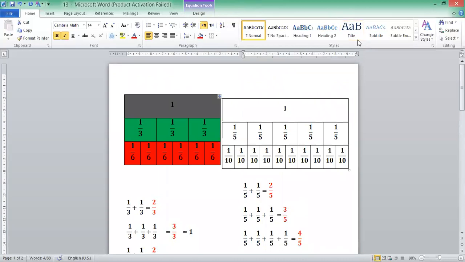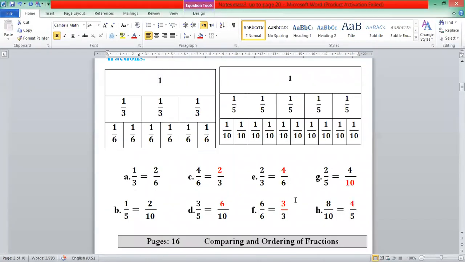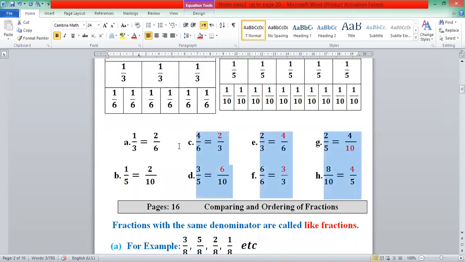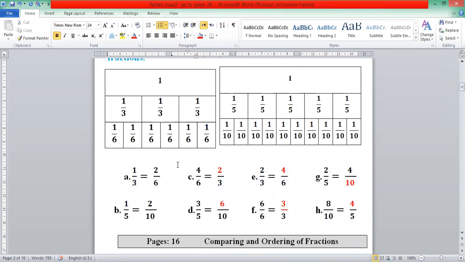Now I am going to explain page 15 with the help of these tables. Complete the given equivalent fractions. These are equivalent fractions, which we can complete with the help of these tables. First one is part A. 1 over 3 is equal to 2 over 6.